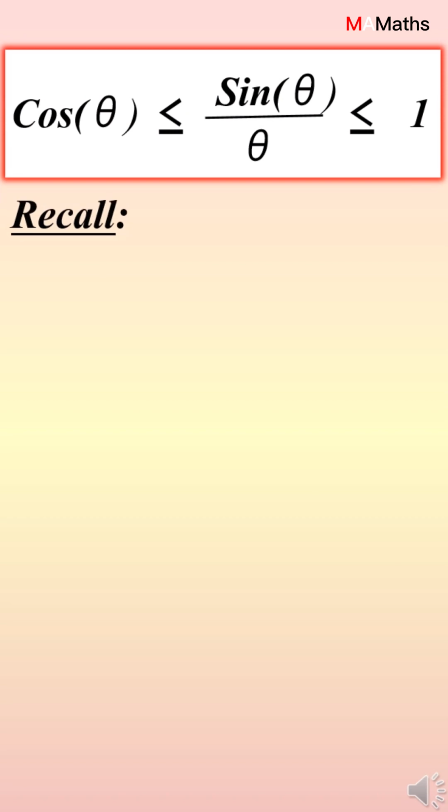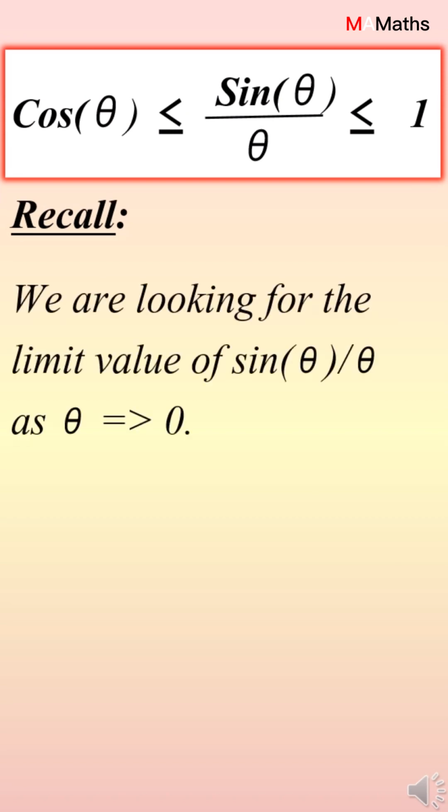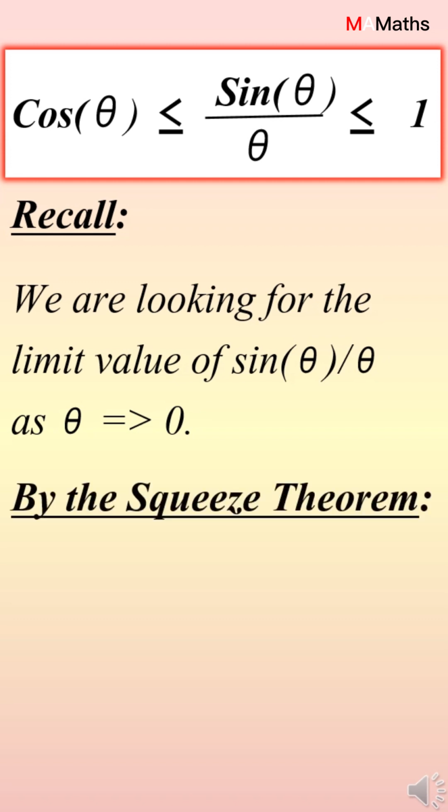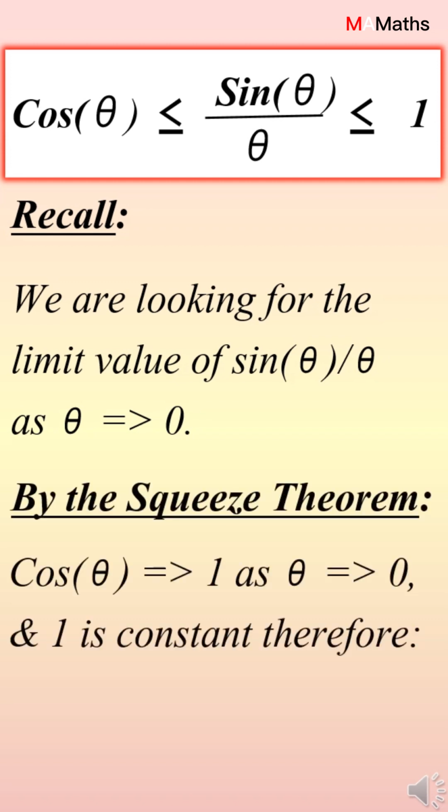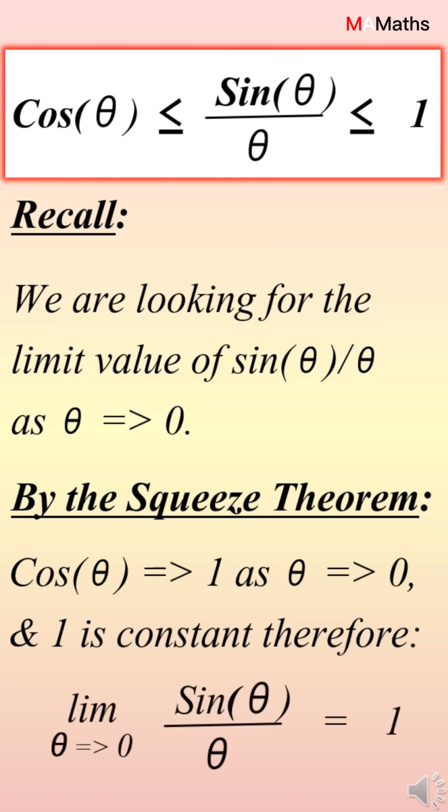Now recall, we're looking for the limit value of sine theta over theta as theta tends to 0. By the squeeze theorem, cos of theta tends to 1 as theta tends to 0. So that left-hand expression tends to 1, but the right-hand expression is 1, and it's constant. So we have two things which take the same limit value. Therefore, sine of theta over theta, which is greater than or equal to cos theta, and less than or equal to 1, must take the value 1, as theta tends to 0.